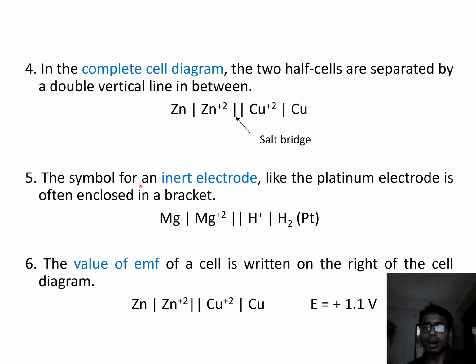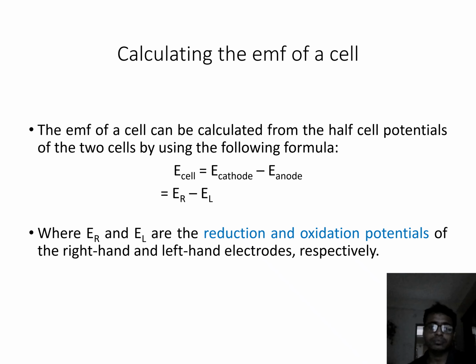The symbol of an inert electrode, like a platinum electrode, is often enclosed in a bracket. Sometimes calomel electrode, mercury electrode, platinum electrode are used. Okay, so this is a standard electrode. Sometimes they are used. If they are used, then they are kept in a bracket. The value of the EMF of the cell is written on the right of the cell diagram. So the voltage is sometimes written on the right of the diagram.